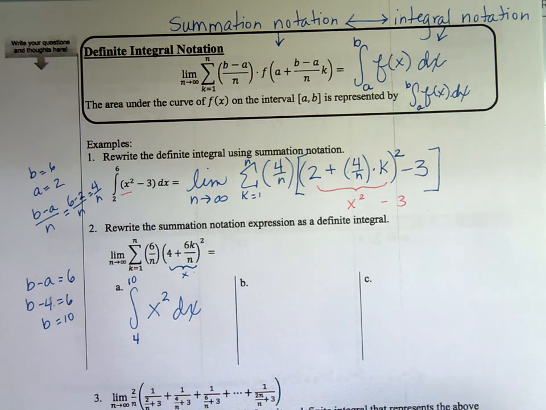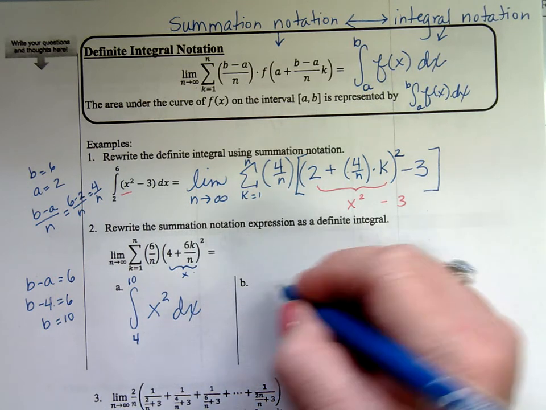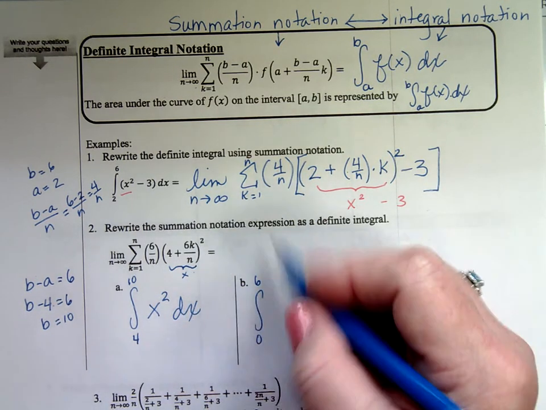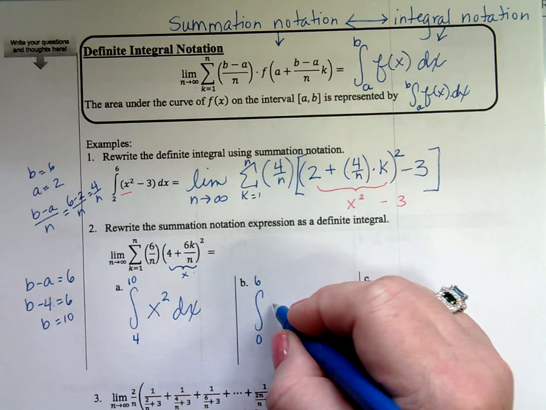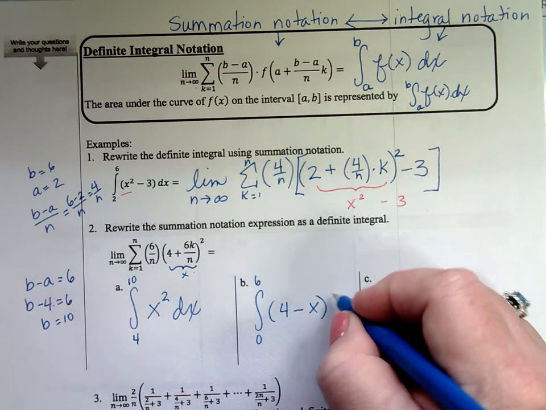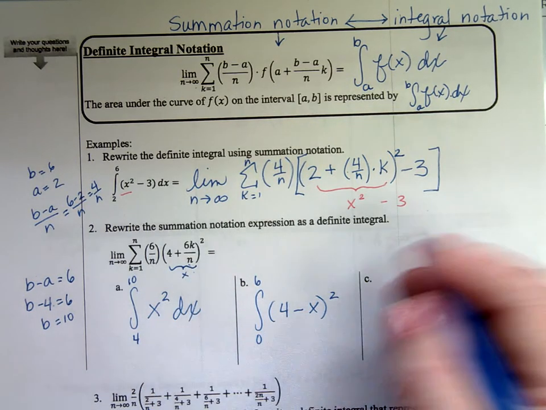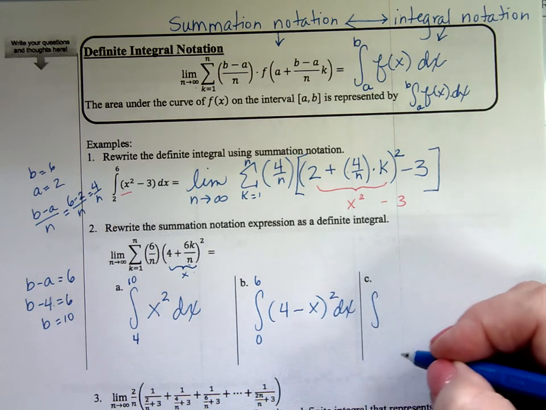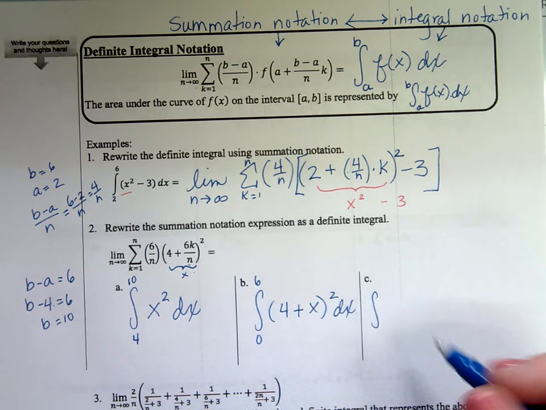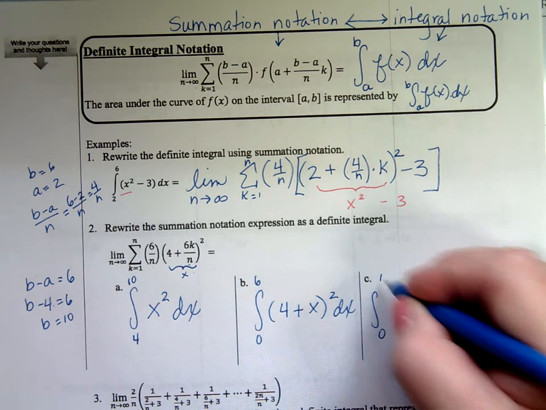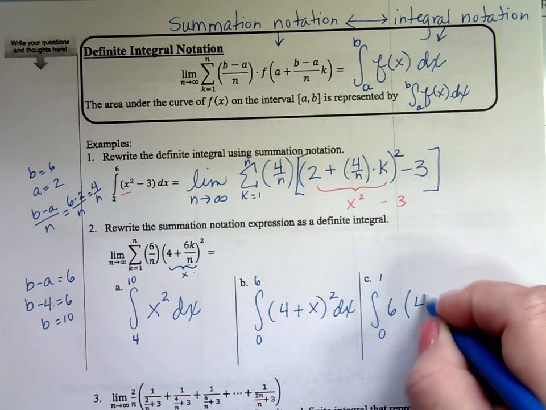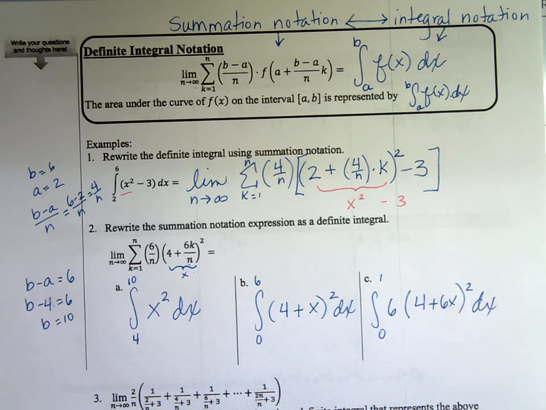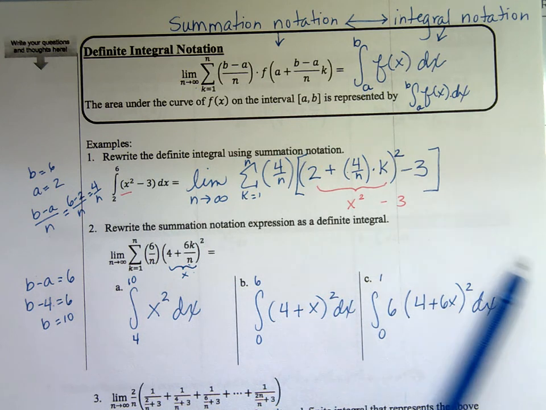Second way, now these are all equivalent forms. Another way you could write this is 0 to 6, because remember you have to have a width of 6 for this. And this would be 4 plus x quantity squared. This piece would be your x piece with respect to x. And I'm only showing you this, I'll tell you why in a second, because there's one more. Another way you could write this, oh, this is a plus, right? Plus, yeah. Another way you could write this is 0 to 1 with a 6 factored out of 4 plus 6x quantity squared with respect to x.